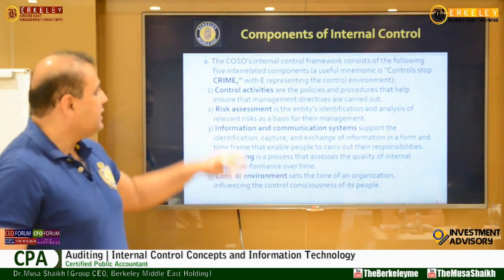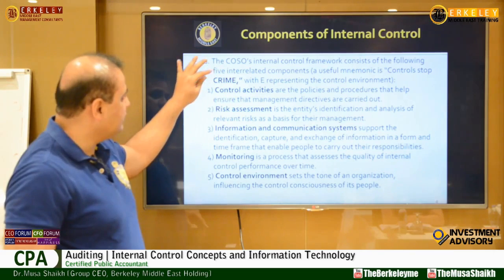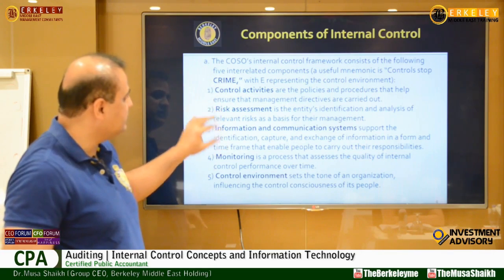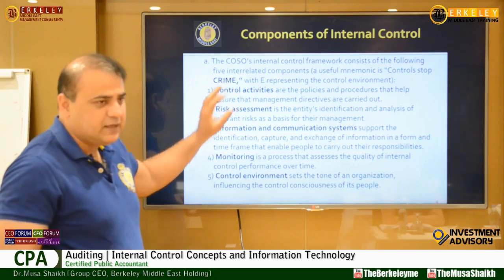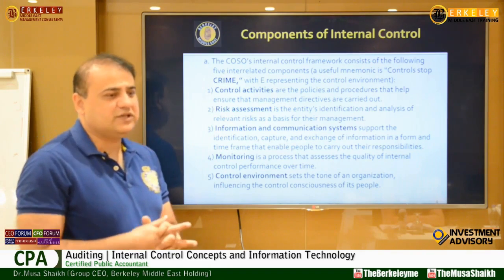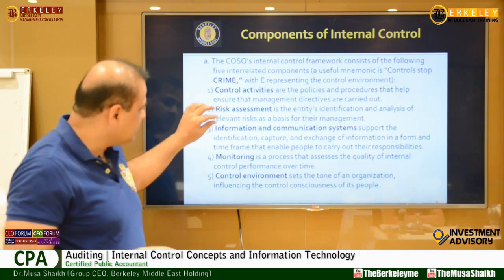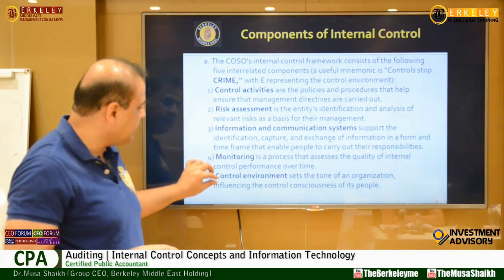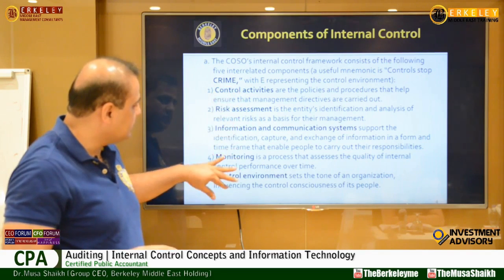He says that if you want to bring an effective control, you have to take care of these five things, which to memorize is the word CRIME. C stands for control activities, R is for risk assessment, I for information, M for monitoring, and E for control environment.